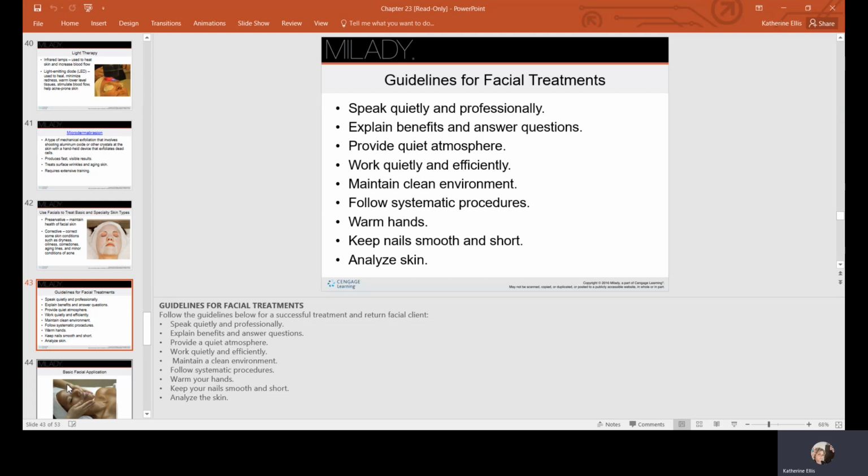You want to maintain a clean environment and follow systematic procedures. We always warm our hands before placing them on the client, or we warm the product in our hand. And we need to keep our nails smooth and short because we don't want to accidentally scratch or potentially stab your client, which could be very, very bad. And then we're going to analyze the skin because we need to know how we need to treat the skin and what products we need to choose.